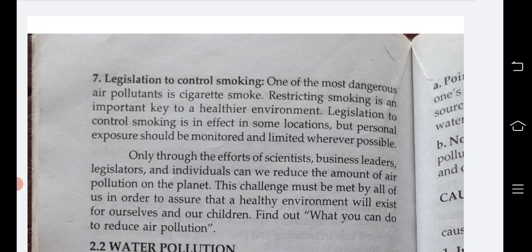Find out what you can do to reduce air pollution. This kind of activity is given to you. What can you do to reduce air pollution? So for this we finish with air pollution. In the next session we will deal with water pollution.